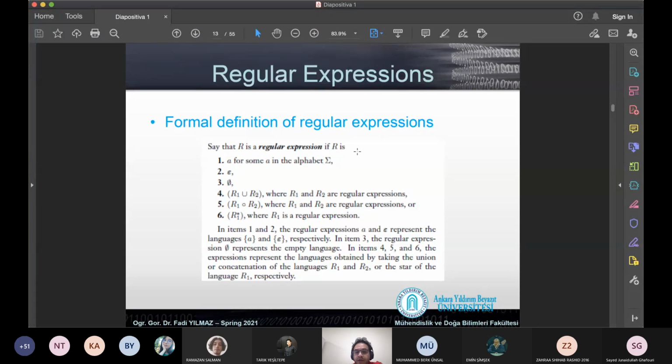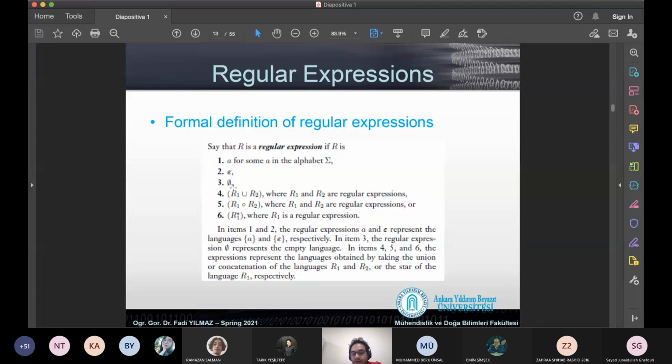Okay, guys, let's look at the formal definition of a regular expression. R is a regular expression if R is a for some a in the alphabet sigma. That's very simple. If there's some symbol a in sigma, then the regular expression should be a. Also, if there's epsilon, which is the empty string, then the regular expression should be the empty string. And the regular expression should also support nothing, the empty set.